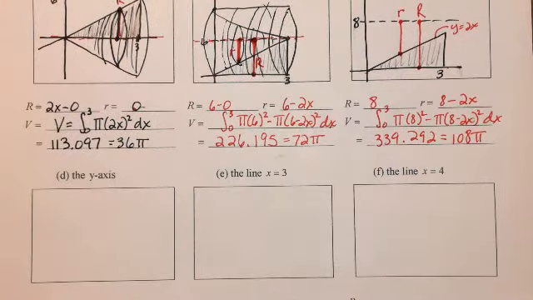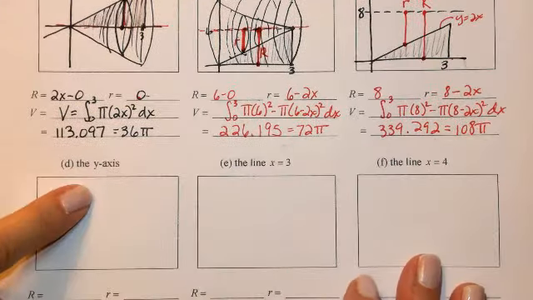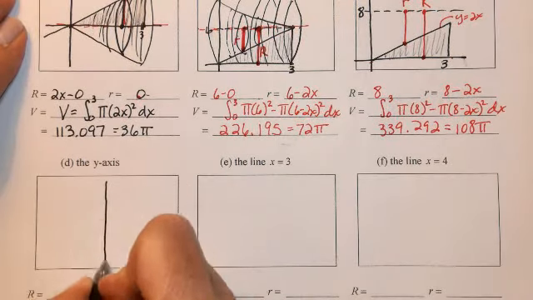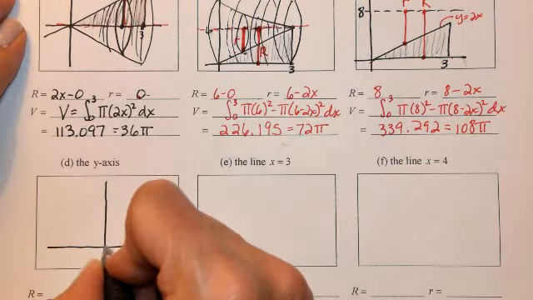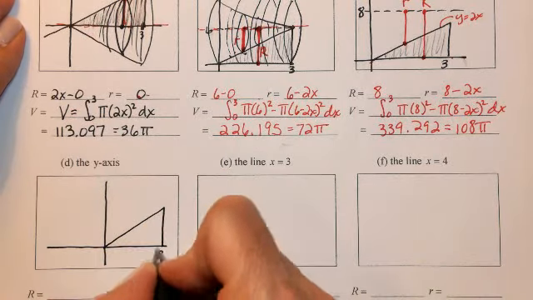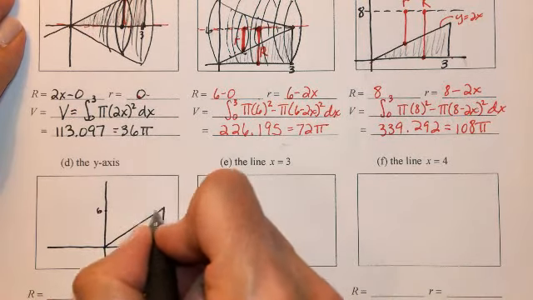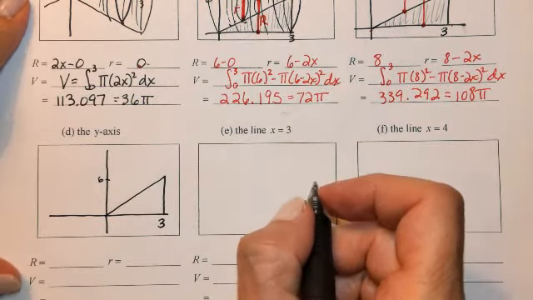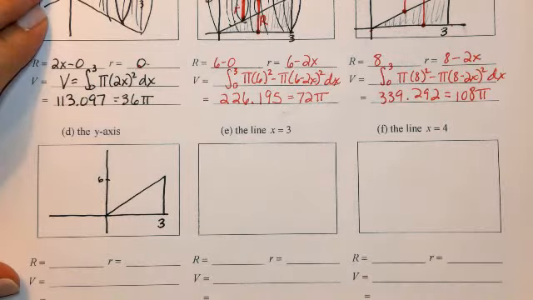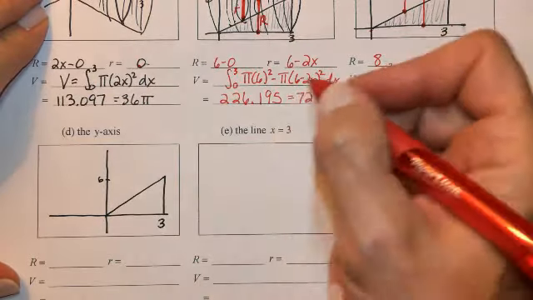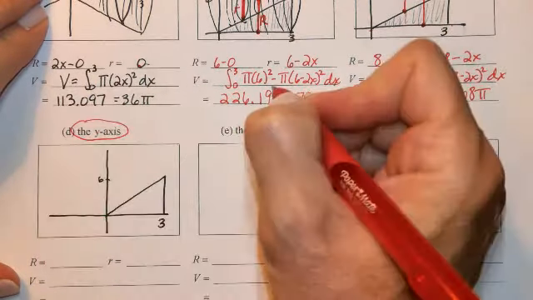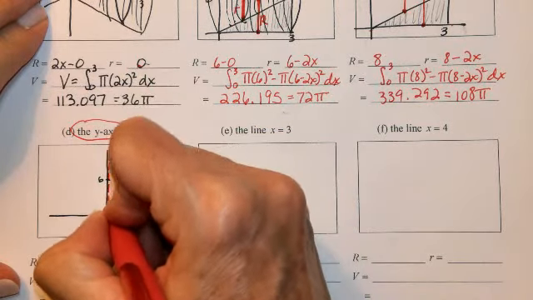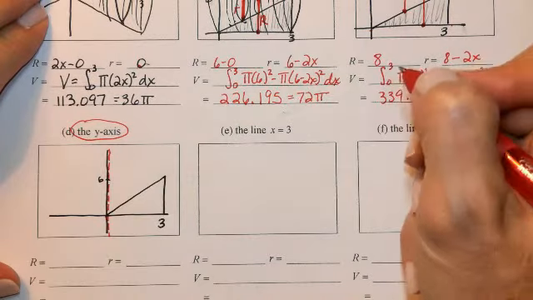Let's take the same region and this time revolve it around the y-axis. So here's our region. Remember, this was 6 right here. This time we're revolving it around the y-axis. So remember, draw the axis of revolution with a dotted line. It's hard to draw it right on the axis, but you get the idea.